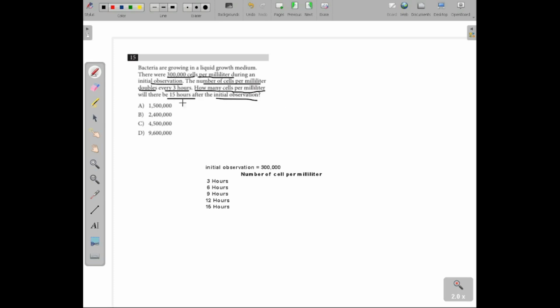First, we need to find how many times that's going to happen. Since we have 15 hours and it doubles every 3 hours, and this is the same unit, hours and hours, we could divide 15 by 3. This is hours and hours, which is equal to 15 divided by 3, 5. Hours and hours simplify. So the number of cells per milliliter is going to double 5 times.